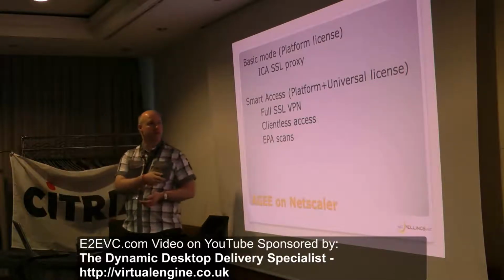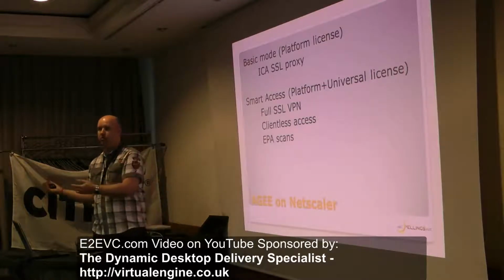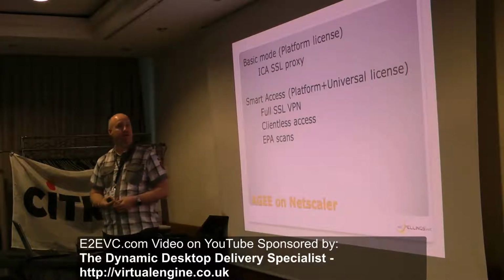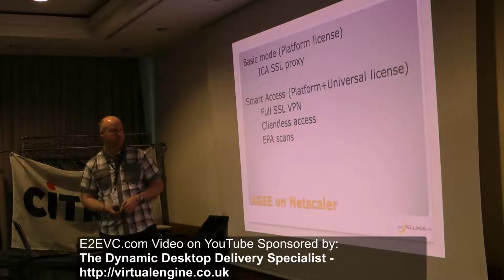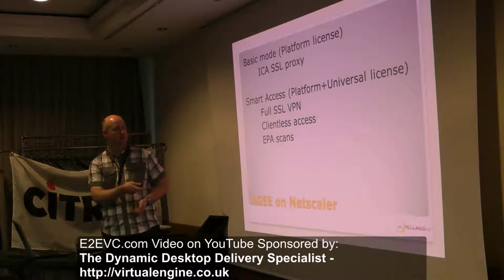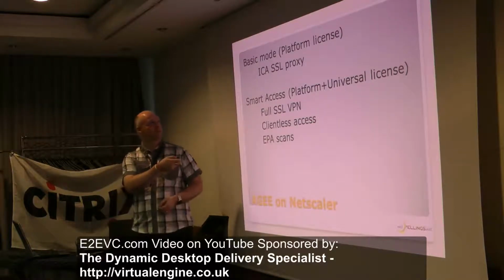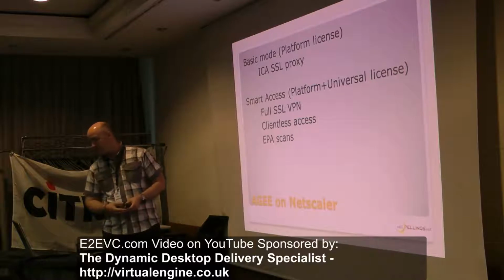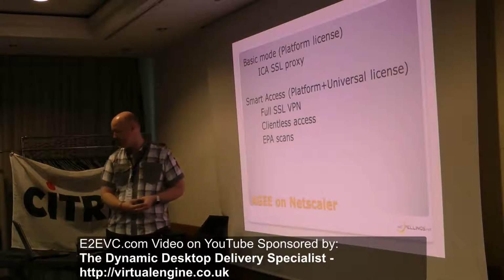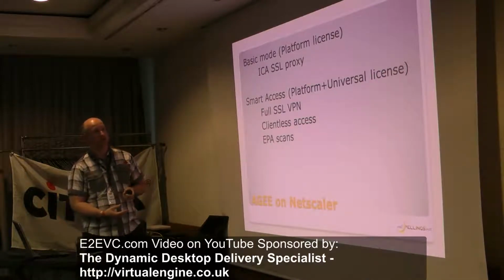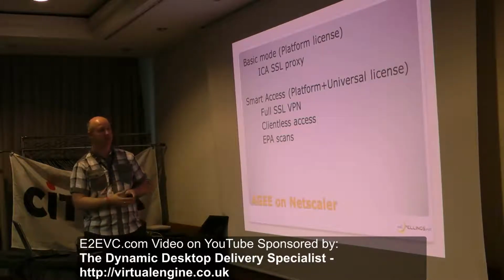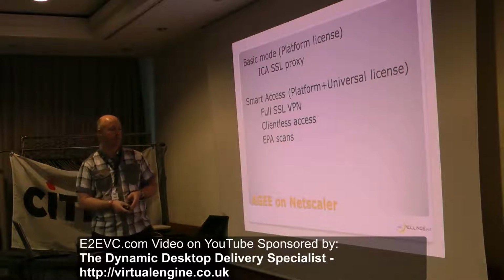To get the full SSL VPN, where you're sending all your network traffic from the client, you need Smart Access. So that's the platform license and a universal license. And that gives you things like EPA scans as well, to check things on your client device, and the clientless access stuff. So Citrix will give you a basic mode license when you buy the VPX, when you buy a physical NetScaler as well.